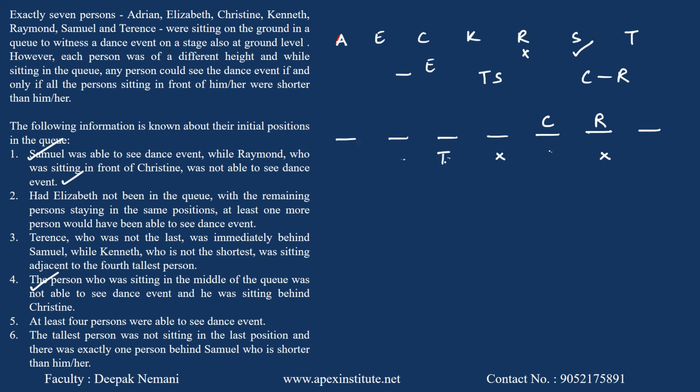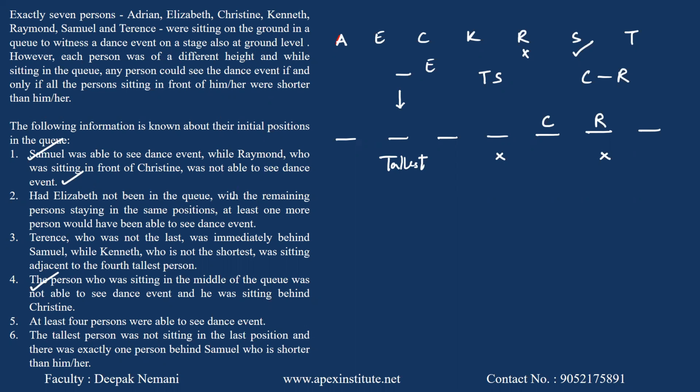Now, can we have tallest person here? In that case, these two cannot see the dance event. The tallest person can see, and this person can see. So you have only 3 persons who will be able to see dance event. So you can say the tallest person cannot be here. So the only place to accommodate tallest person is this. So I can say that tallest person is sitting here. Now we do not know who is the tallest person.